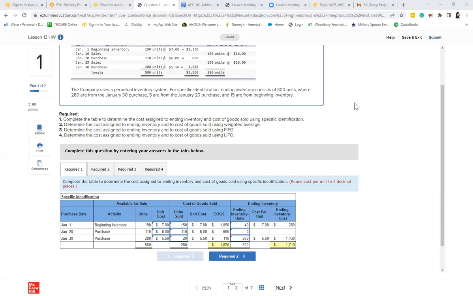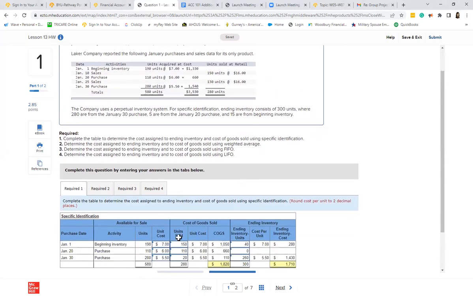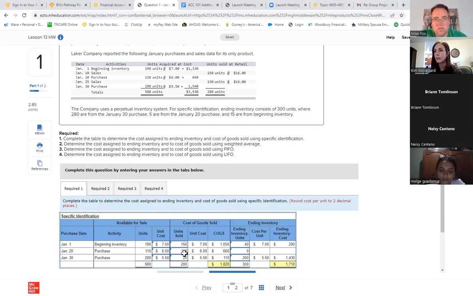Are you guys able to see this screen? I see it. Okay. I've got two monitors going, so I want to make sure I'm on the right one. Okay, yeah, this just says number one. Required. So the beginning inventory, obviously it's 190 units. I guess I'm kind of confused because when it gets to the cost of goods sold, the dates aren't lining up. So if we're doing the specific identification method, I am not sure how to do that when my purchases and my inventory aren't lining up with the items that are being sold.